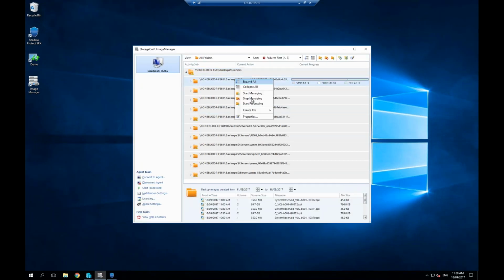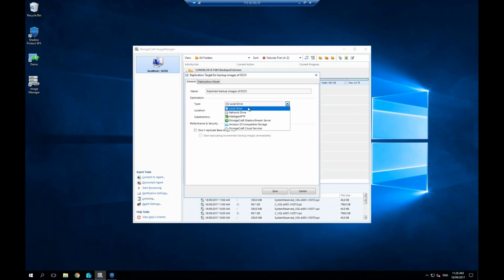So if I right click on a server, create job, replication, the options available are obviously local drive to a local disk, to a NAS on the network. FTP is for offsite replication. ShadowStream server, ShadowStream is still a licensed feature in Image Manager. I think that's around 300 AU dollars for a license, so you'd need one of them per machine to replicate to a remote site running the ShadowStream server. Most people are probably leveraging the free FTP these days. We've seen it's a slightly simpler technology to leverage, but S3 is now also available.